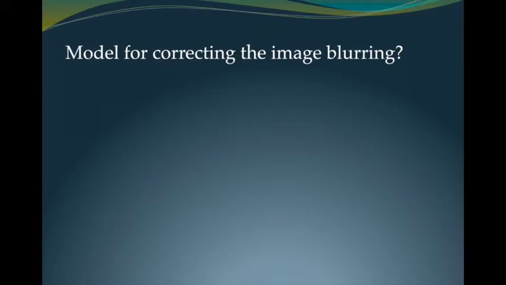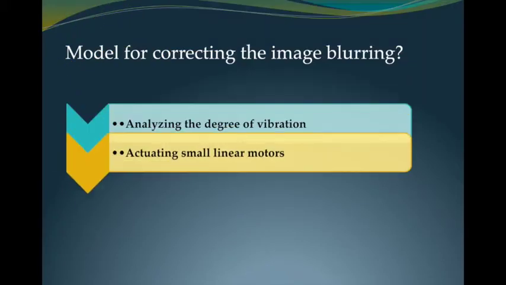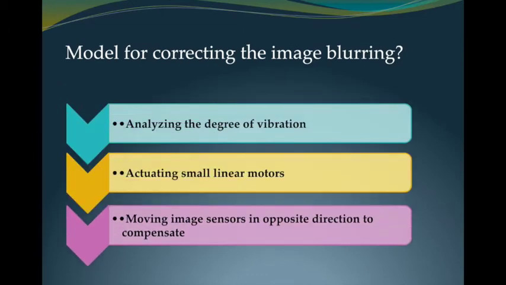So let's look at the possible model for correcting the image blurring. The very first step would be to analyze the degree of rotation and then actuate a mechanical system, primarily small motors, to compensate for the jitter by moving the image sensor in the opposite direction.